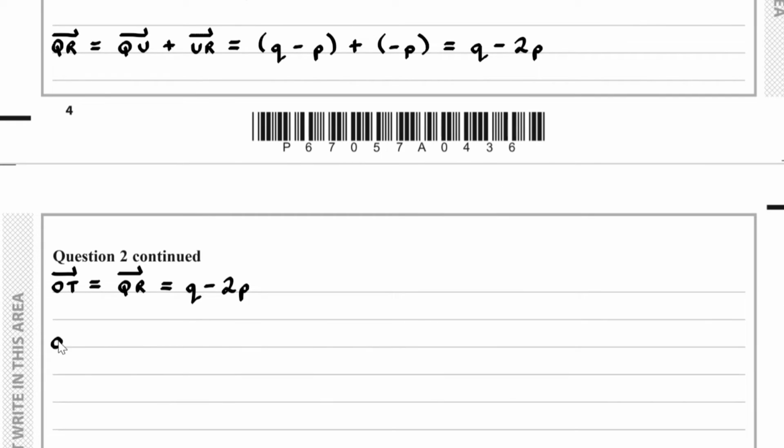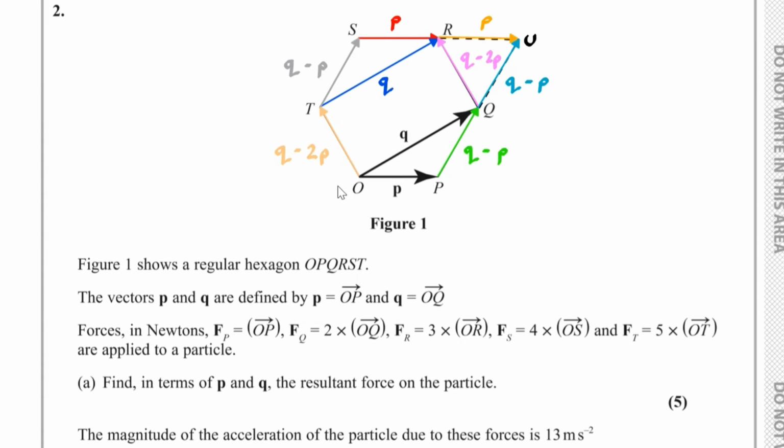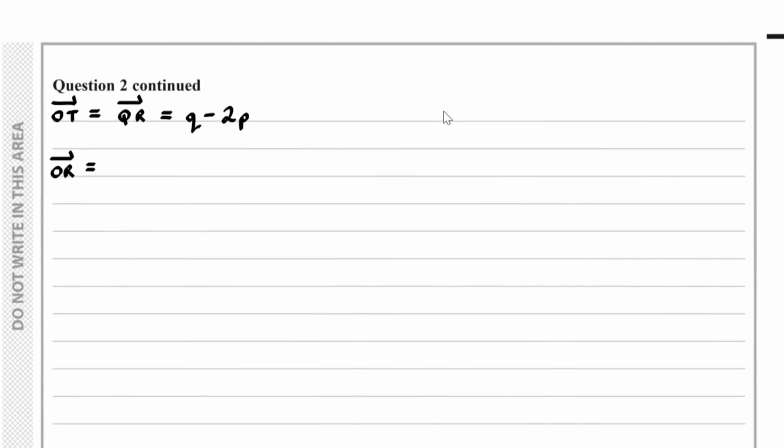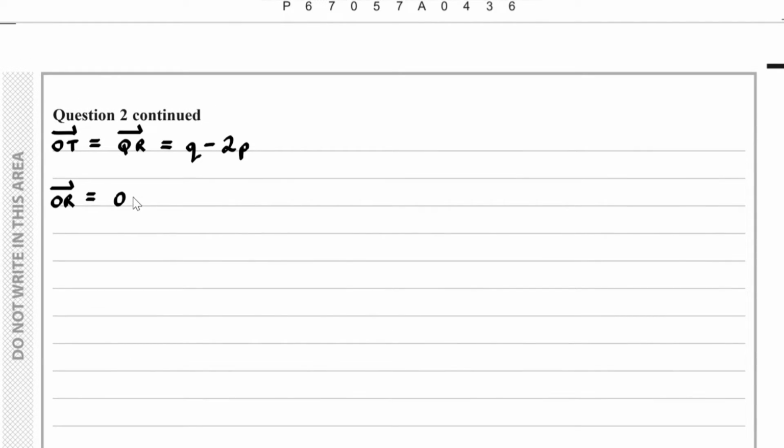So the vector OR, we can find out what that is by going from O to Q and then Q to R. So we can go from O to Q, and then we can go from Q to R. So the vector O to Q, that's Q, and the vector Q to R, that's Q minus 2P, and therefore it turns out we would have 2Q subtract 2P.